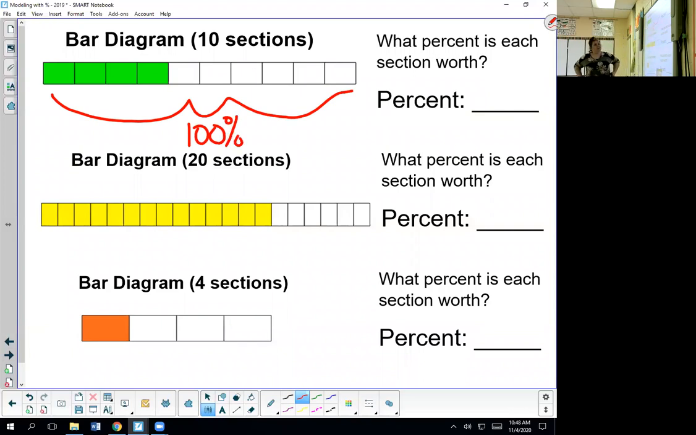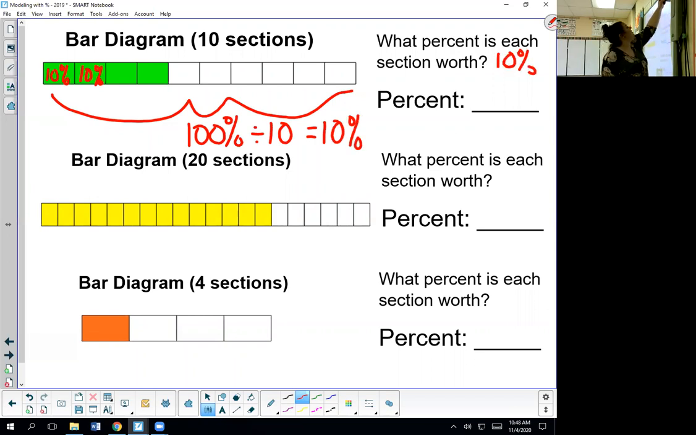Now, what percent is each of those worth? So if I have 100% and I have 10 sections, what is each percent? Or what is each box representing? Well, if you said, oh, this is 10%, Mrs. Edwards, because 100 divided into 10 sections gives me 10% for each, you would be correct. So each is worth 10%.